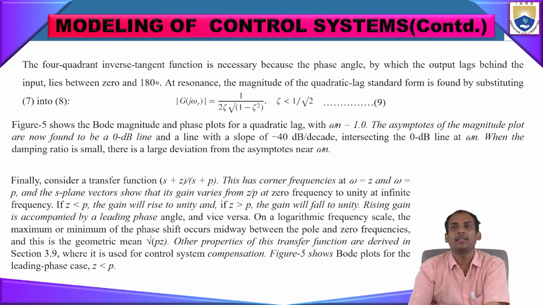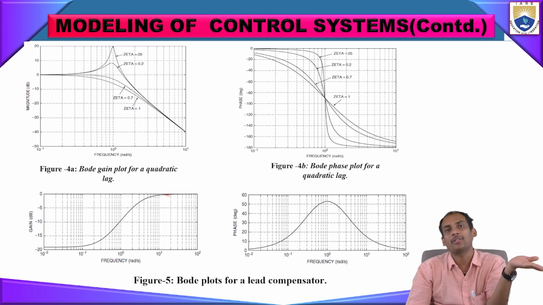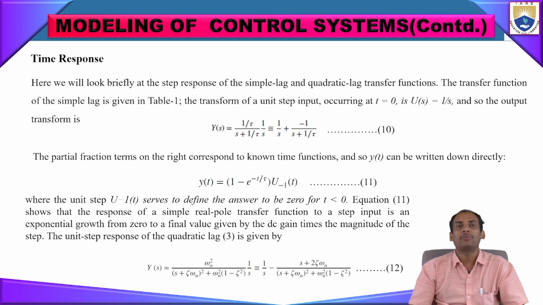So on the logarithmic frequency scale, the maximum and minimum of phase shift occurs midway between the pole and zero frequencies, or at this geometric mean. Other properties of this transfer function are derived in previous sections also. So these are the Bode plots we constructed previously, showing how to construct the Bode plots or a frequency plot for a given system, depending upon the frequency values and omega n values. So that is what we have shown here, and the frequency response. Now, the time response, if you want to show.